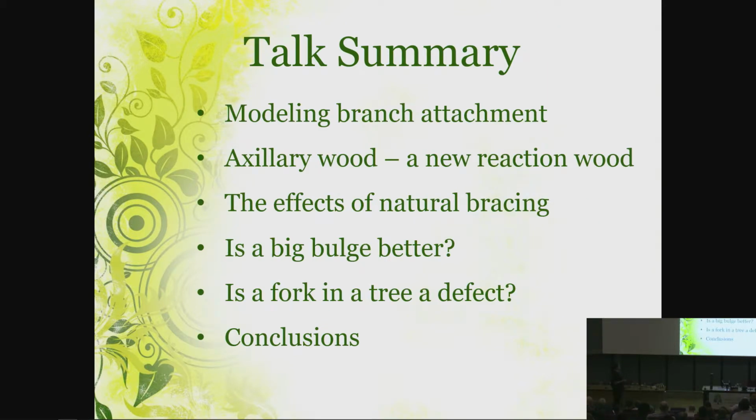Okay. So a little summary, very briefly about modelling branch attachment, which I did my PhD in, and then introducing you to axillary wood, and then very briefly mentioning progress on natural bracing, and then, well, there's two rules. A big bulge around the bark inclusion. As that bulge gets bigger, is it more and more dangerous? And a fork in the tree, is a fork in the tree a defect in a tree? We need to prune to eliminate all the forks. So if those are true, then we've got to manage those trees, haven't we?